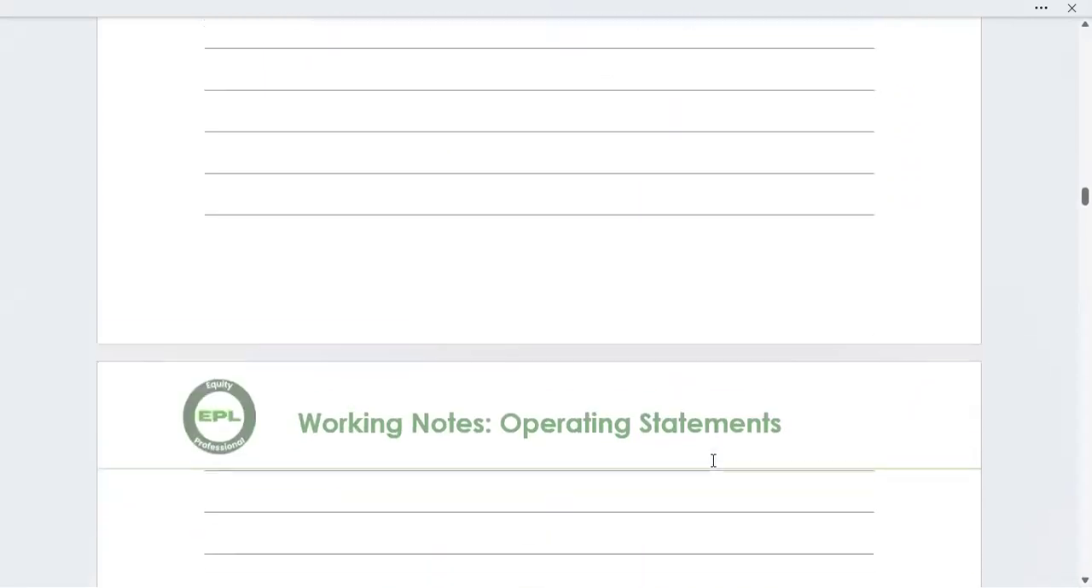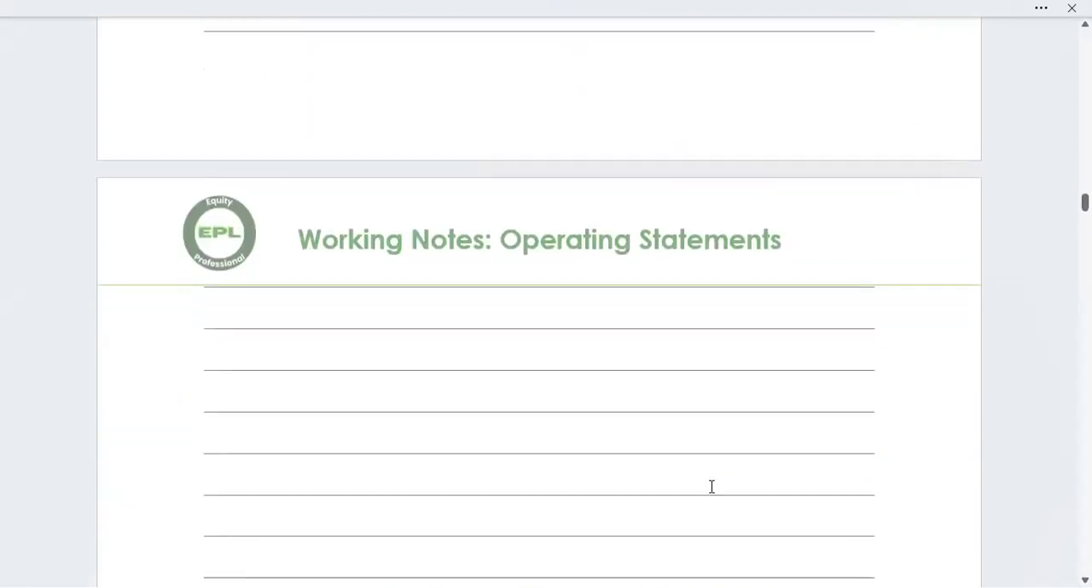So let's go to the C part, where the examiner has you do a reconciliation statement.